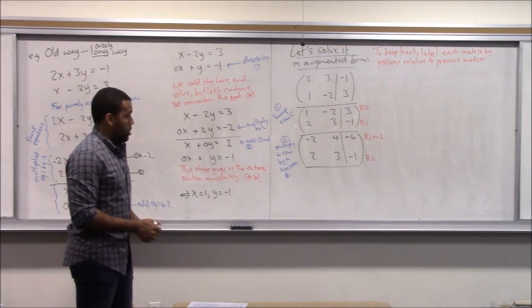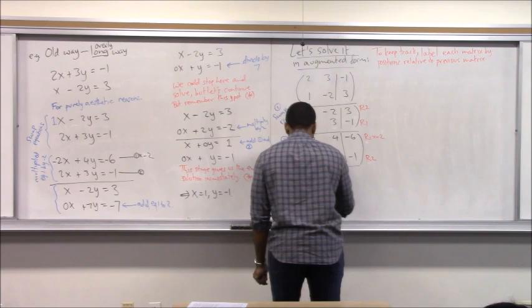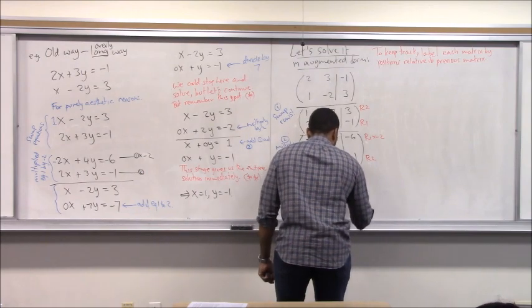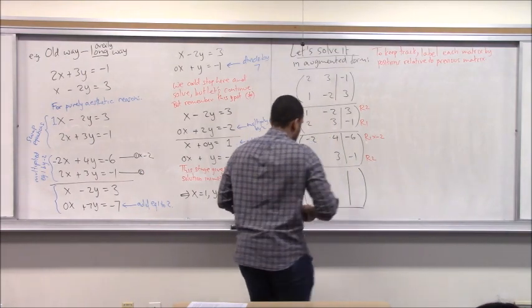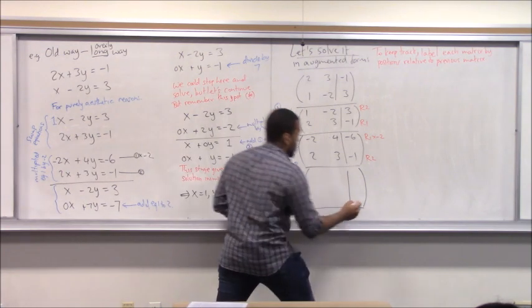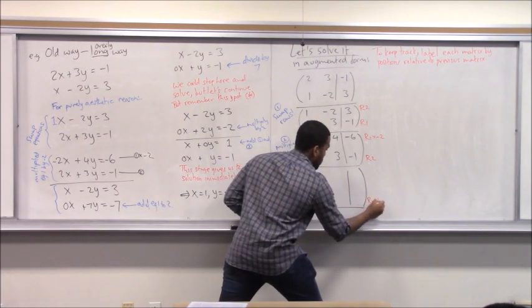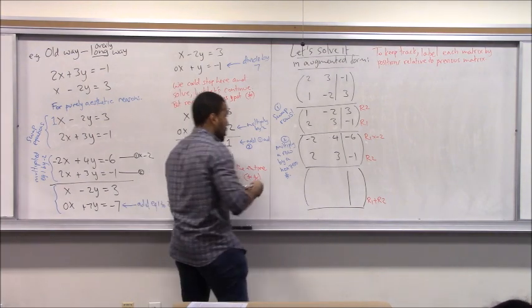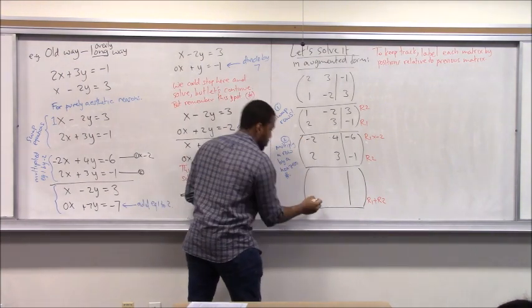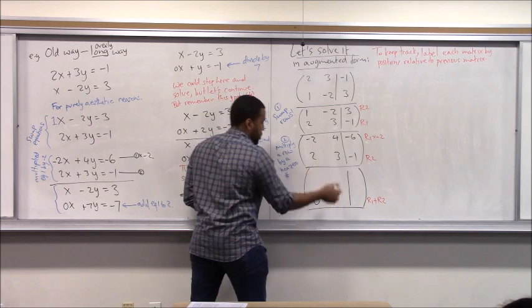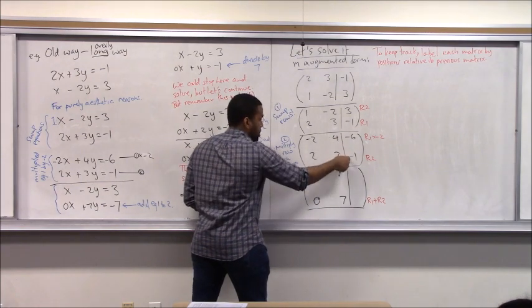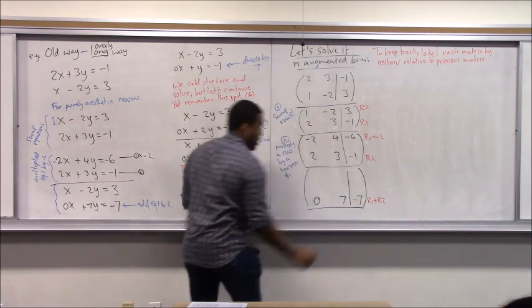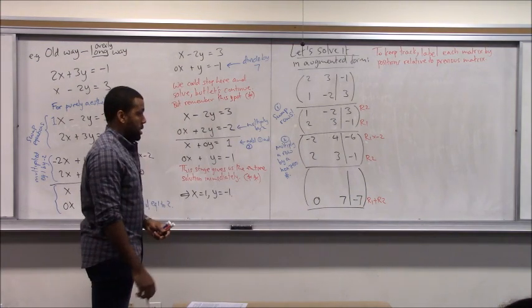Now I'm going to do the third thing. I'm going to add the rows, and I'm going to put the result in the second row. So what I'm going to do here is I'm going to take row 1 and add it to row 2. That is going to result, -2 plus 2 is a 0, 4 plus 3 is a 7, -6 plus a -1 is a -7. And I have a row that looks like that.